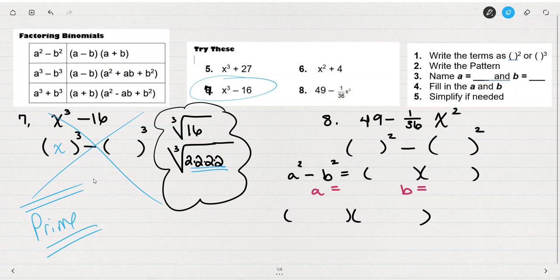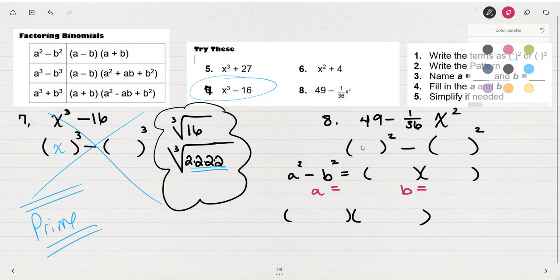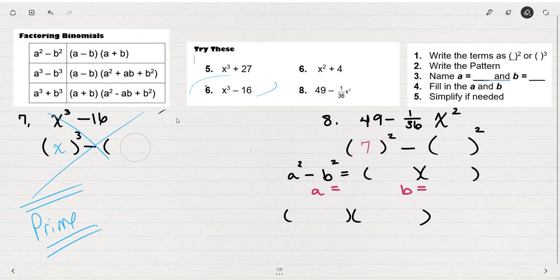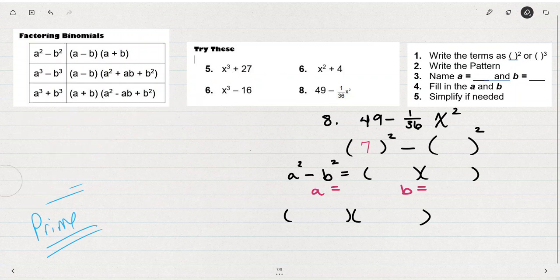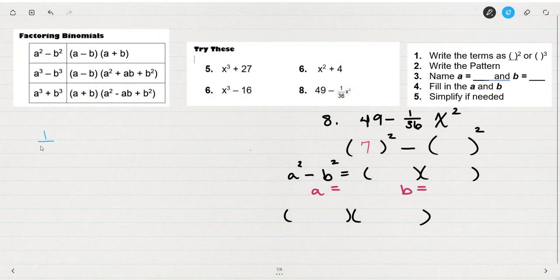But number 8, we can break this up because the square root of 49 is 7. So 49 can be written as 7 squared. And let me erase this to the right so that we have a little more space so I can show you what I'm going to do to this 1 over 36. Don't be afraid of a 1 over 36. You can do the square root of that because the square root of 1 over 36 is the square root of 1 over the square root of 36.